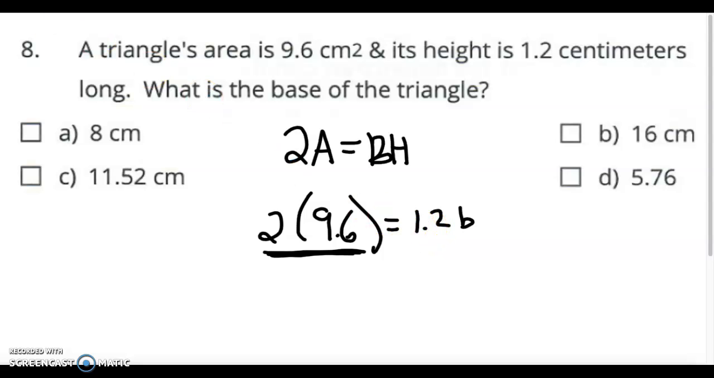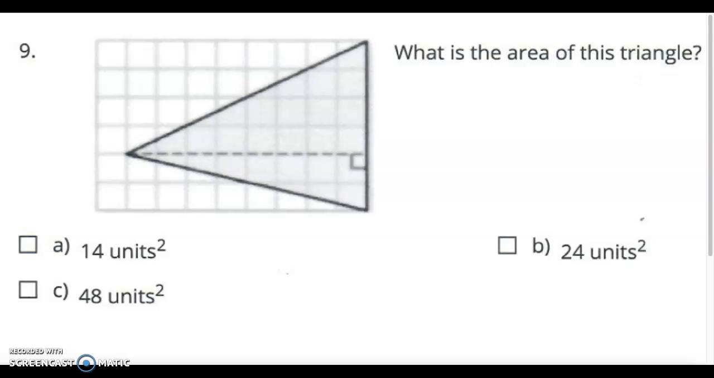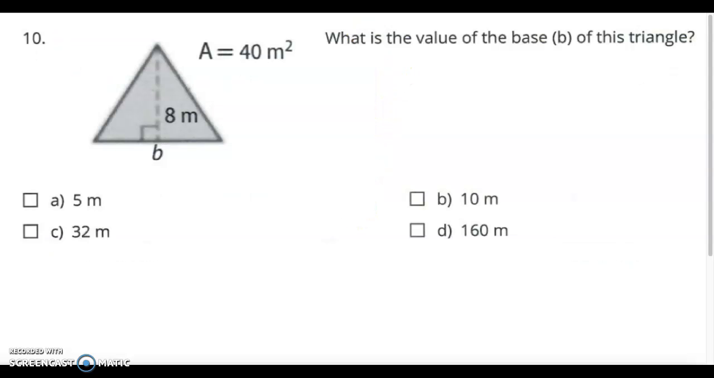Okay, the area of this triangle, well, the base is 1, 2, 3, 4, 5, 6 units long, and the height is 1, 2, 3, 4, 5, 6, 7, 8 units long. So you want to multiply base times height and divide by 2.